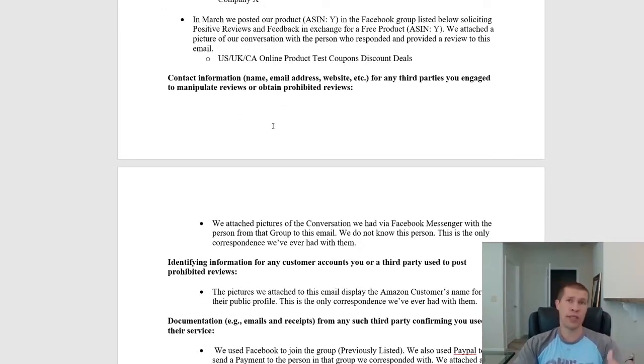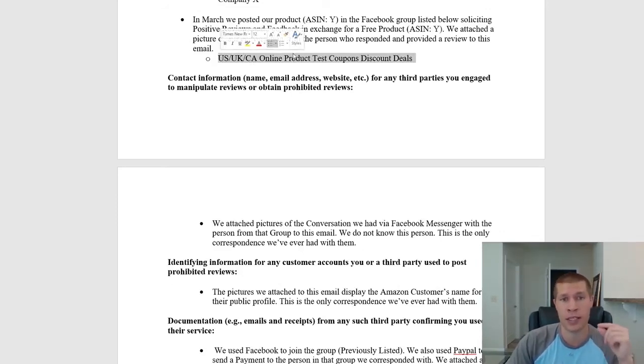However, if you posted in a Facebook group soliciting positive feedback, that's fine to a certain extent. Just keep in mind that there's a risk involved with that because you don't always know who you're dealing with. Like I said, I've done this hundreds of times, only had a problem once, and that was with this specific review group right here that I listed in this plan of action.